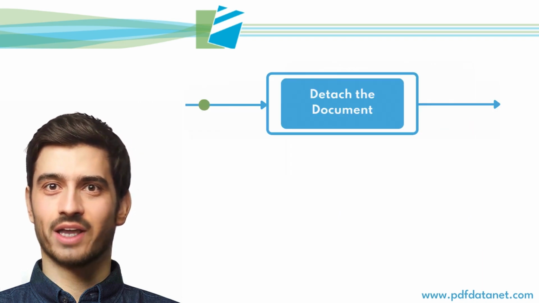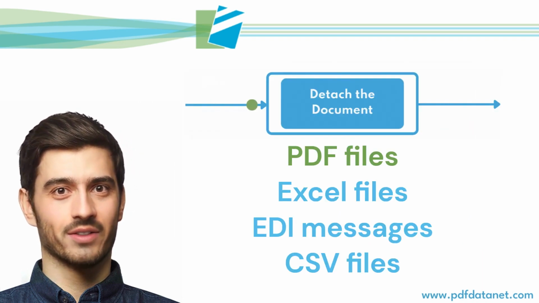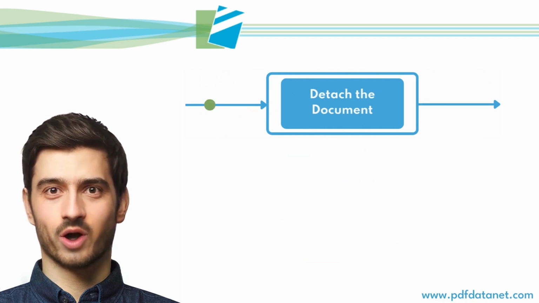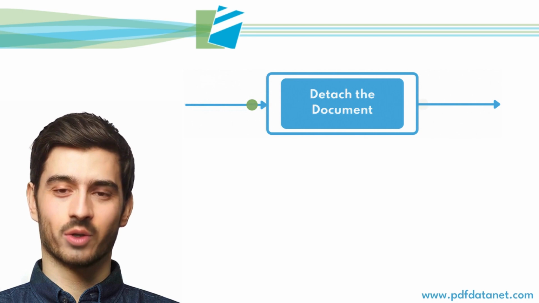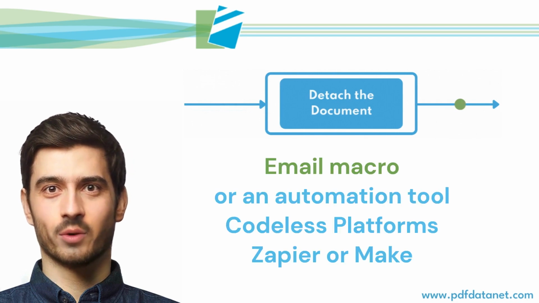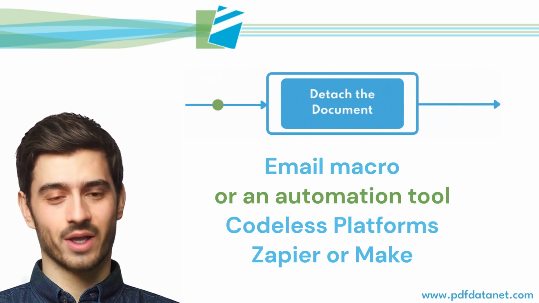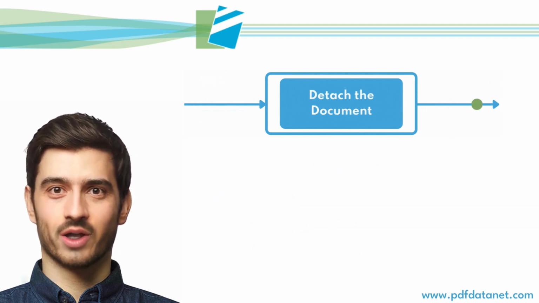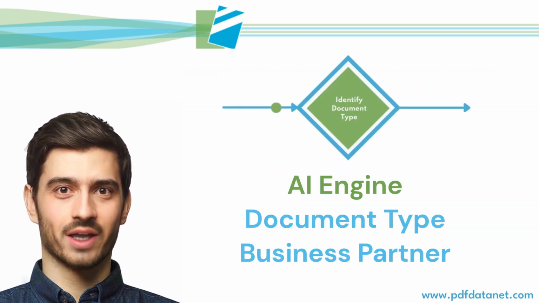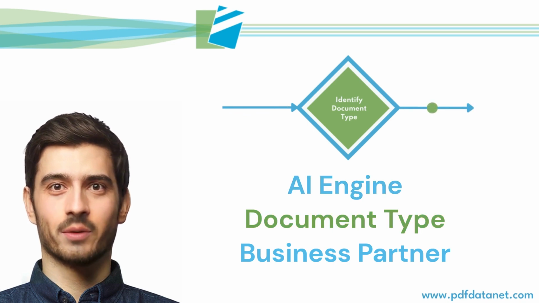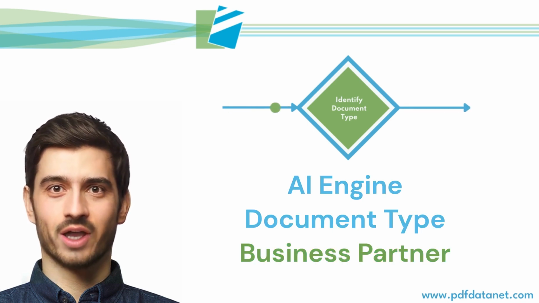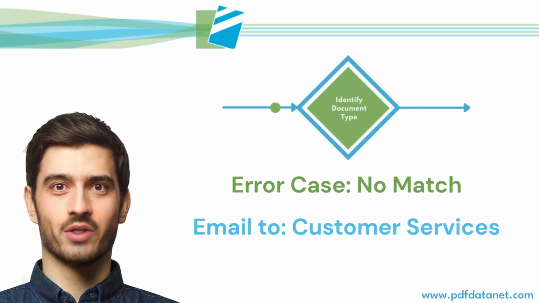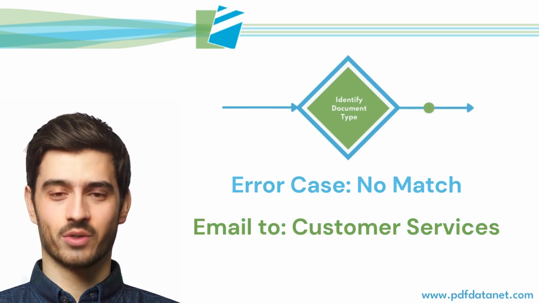The documents attached to the emails can be PDFs, Excel, EDI, or CSV files. To automatically detach the document, we use an email macro or business process app, such as codeless platforms, Zapier, or Make. We then use our artificial intelligence engine to automatically identify both the document type and the business partner that sent the document. If the document recognition step doesn't find a match, the document is sent to customer services for review.